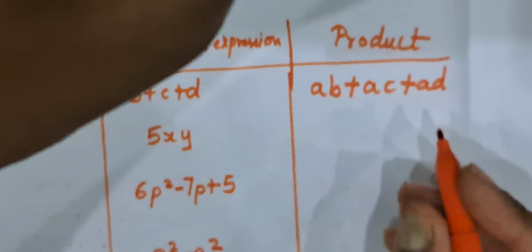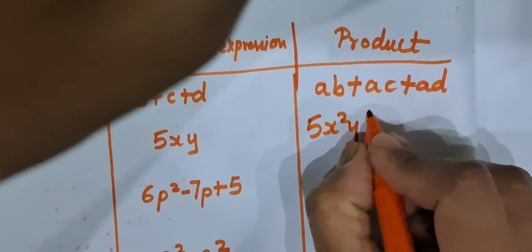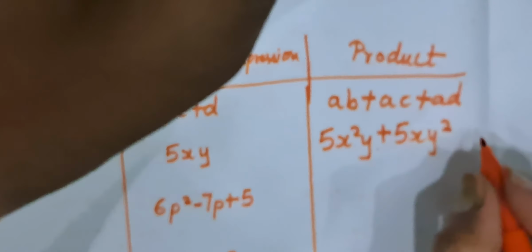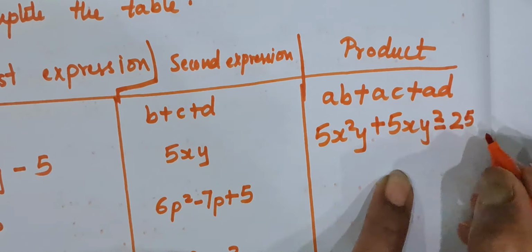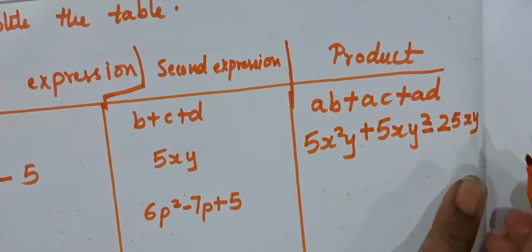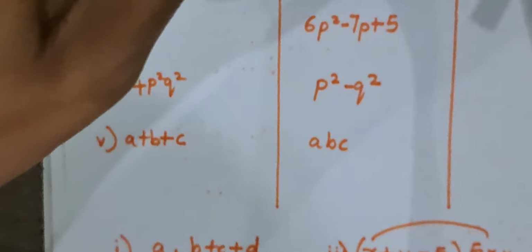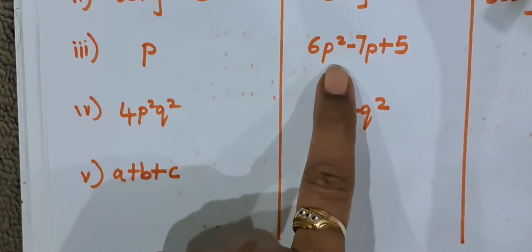This is the product. We will write the product here. It is 5x square y plus 5xy square minus 25xy. This is the product here. Now let us do the third one. P is getting multiplied with 6p square minus 7p plus 5.